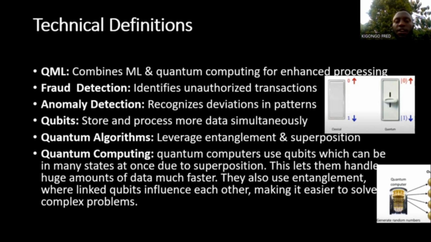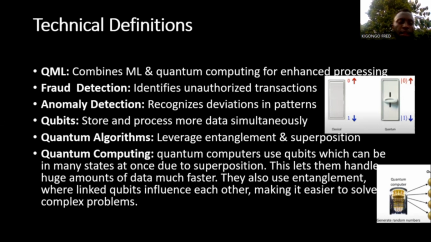Under the technical definitions that we have in our project, quantum machine learning combines classical machine learning with quantum computing to enhance data processing by leveraging quantum properties. Quantum machine learning can handle large transactional volumes more efficiently, as you're going to see. Then we have fraud detection, which identifies unauthorized transactions by analyzing a number of patterns. A number of patterns can be like transaction date, amount transacted, such things.